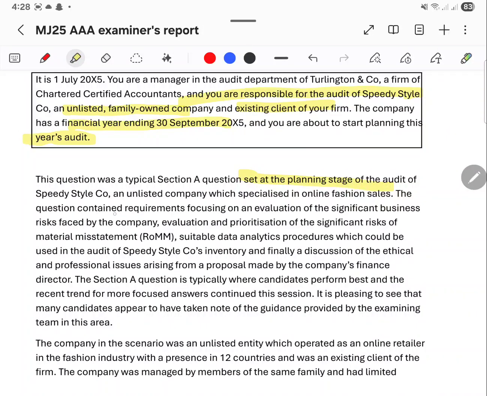Speedy Style is an unlisted company which specializes in online fashion sales. The requirements covered the risks faced by the company, evaluation and prioritization of the significant risks of material misstatement, that is ROMM, suitable data analytics procedures which should be used in the audit of Speedy Style Co's inventory, and finally a discussion of the ethical and professional issues arising from the proposal made by the company's finance director.